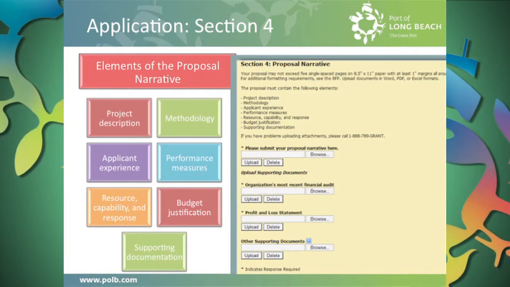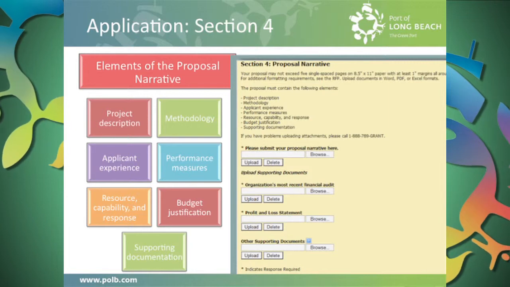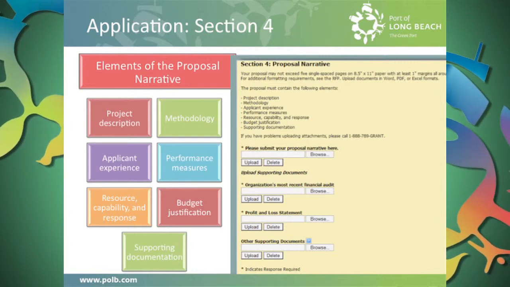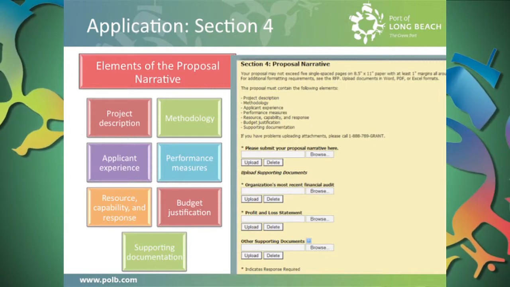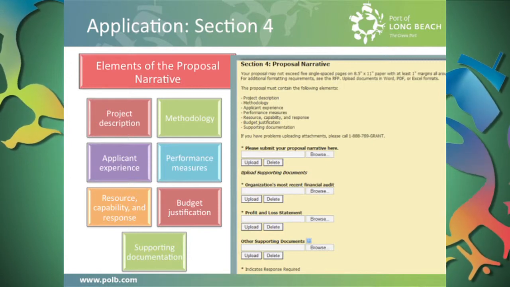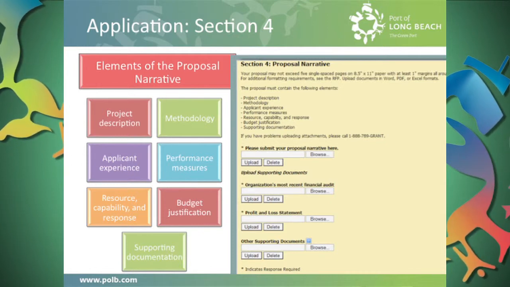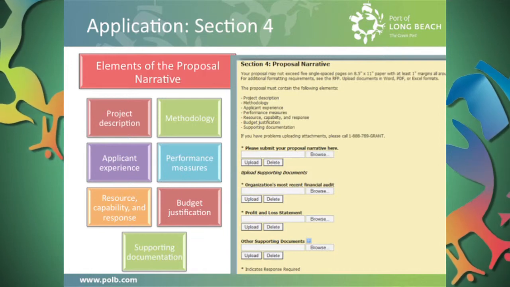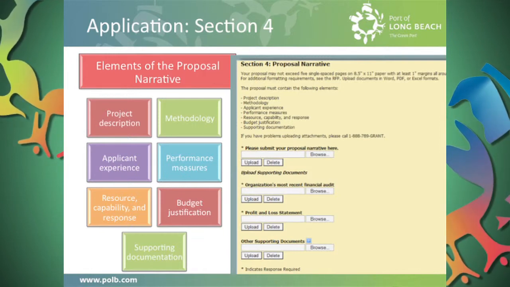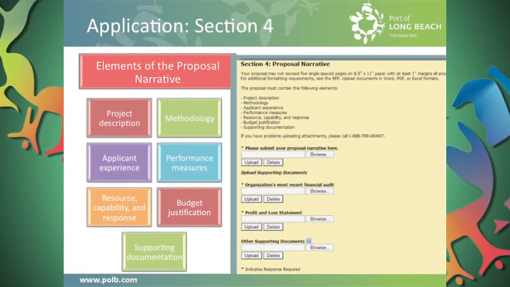And then for supporting documentation, we have 2 required pieces of supporting documentation. That's your organization's most recent financial audit and your profit and loss statement. And then you have the option to upload other supporting documents like resumes of key personnel, additional budget details, letters of support that you might have from other agencies. And again, the RFP has a lot more details about what to provide in each of these sections. It has a bulleted list, so please make sure that you hit on all of those elements.